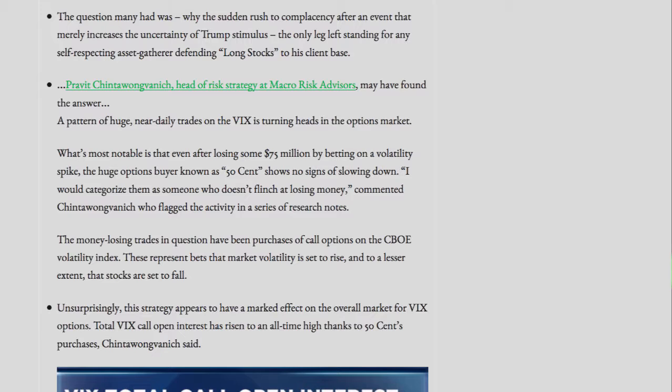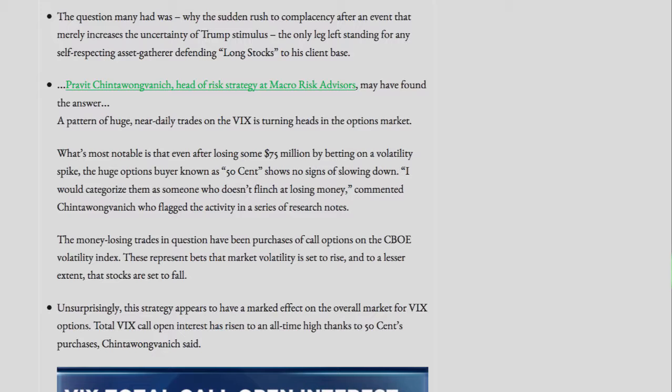A pattern of huge near-daily trades on the VIX is turning heads in the options market. What's most notable is that even after losing some $75 million by betting on a volatility spike, the huge options buyer known as 50 Cent shows no signs of slowing down. Quote, "I would categorize them as someone who doesn't flinch at losing money," end quote, commented Chintawongvanich, who flagged the activity in a series of research notes.